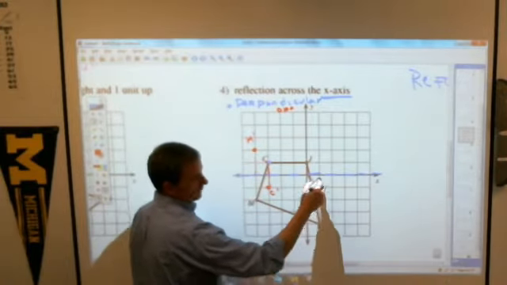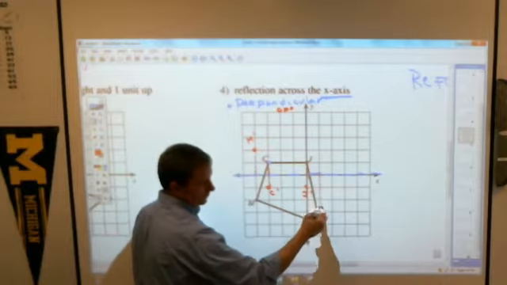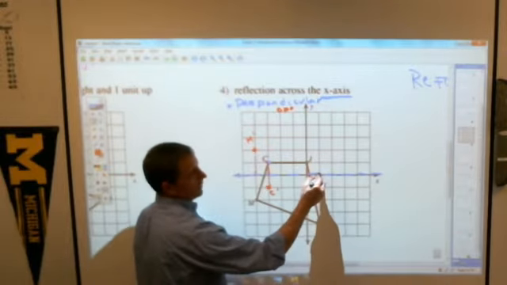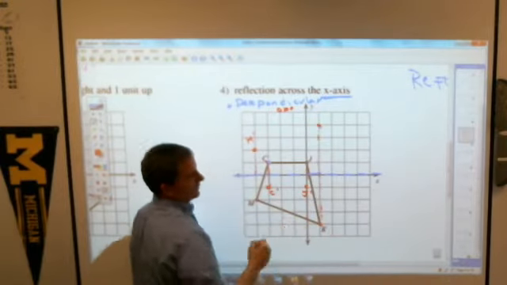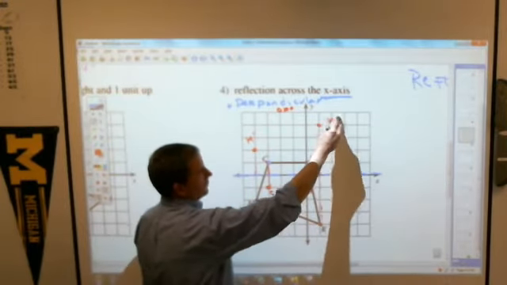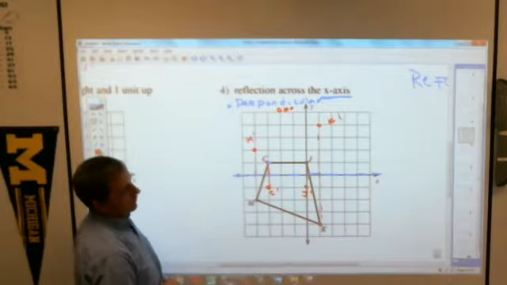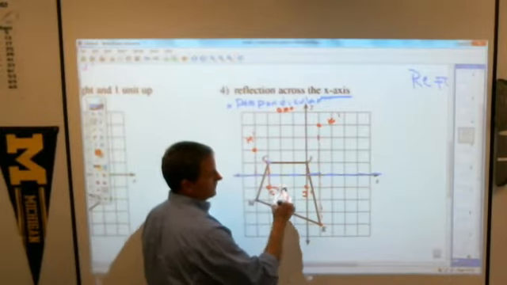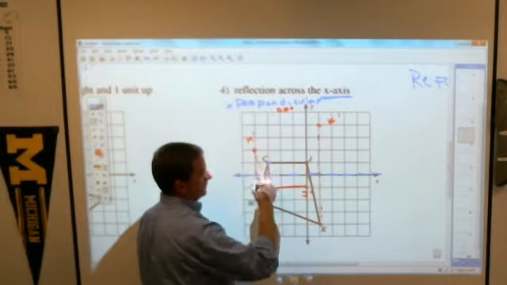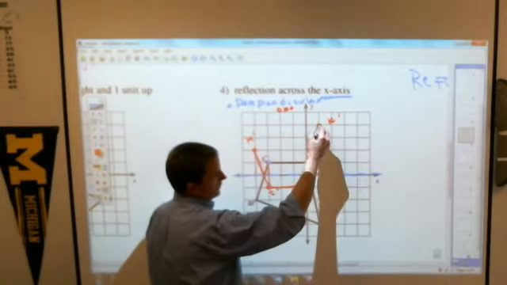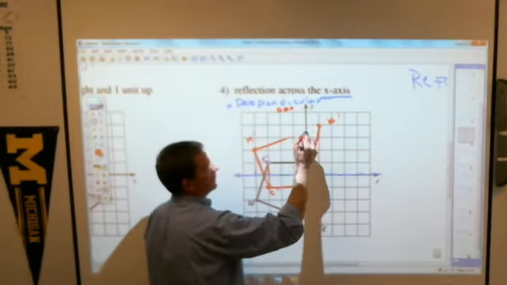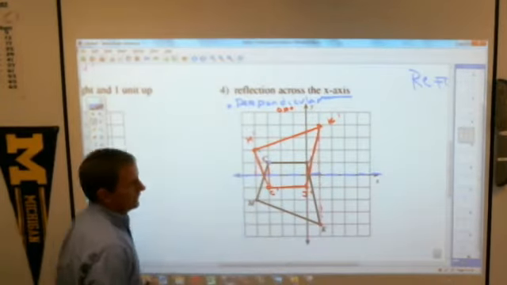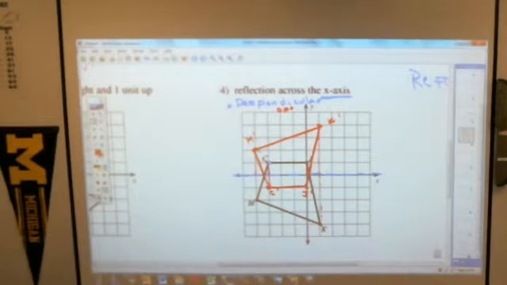Point K, you go down 1, 2, 3, 4. So you go opposite and go up 1, 2, 3, 4. And that's K prime. Those are all of your reflection points. Connect the dots, and you end up with this shape. And that is a reflection about the x-axis.